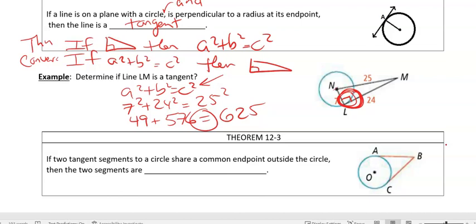Does anybody have any questions on how to figure out if something is a tangent or not? None?